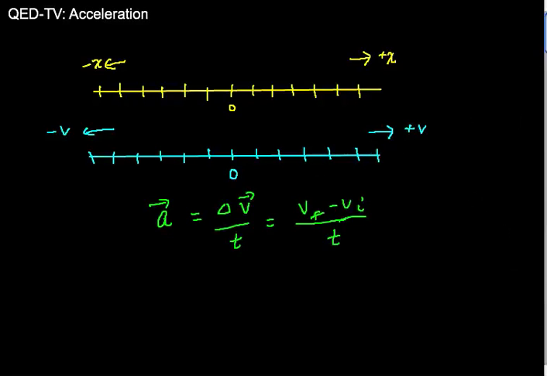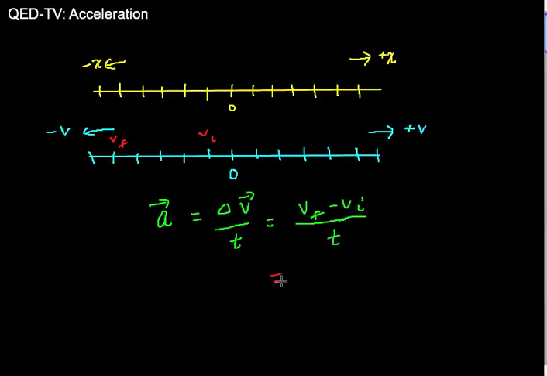Let's do this one in red. Okay, so let's say that we have, here's our final velocity, and here's an initial velocity, and we'll say it takes 4 seconds to go from this initial velocity to this final velocity.